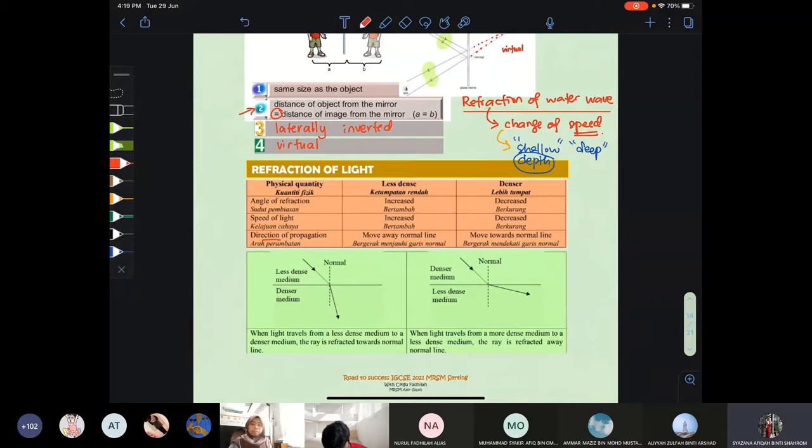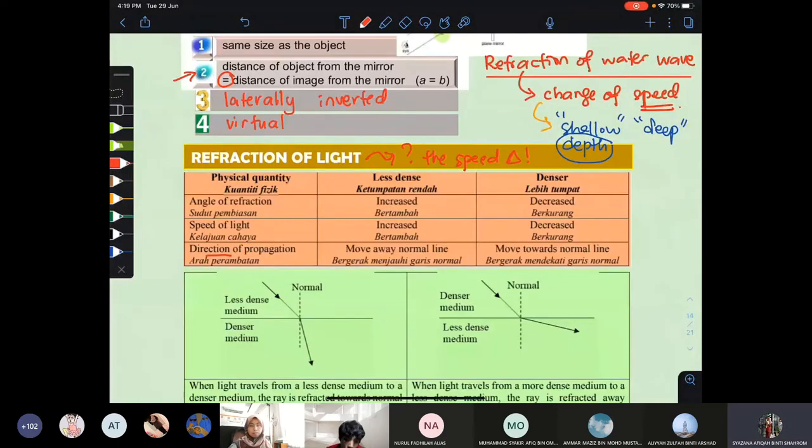But for light, what causes refraction of light? The answer is the same: the speed changes. When the speed changes, that causes refraction of light to happen. But if you ask why the speed changes, the answer is less dense to dense, or the other way around. Or we say we have different mediums of different density.